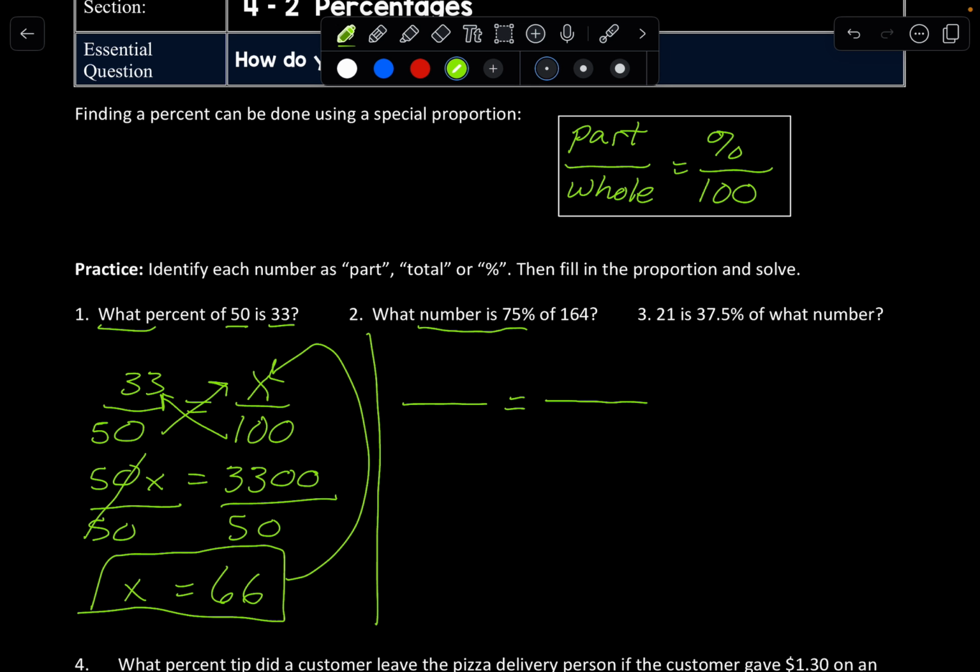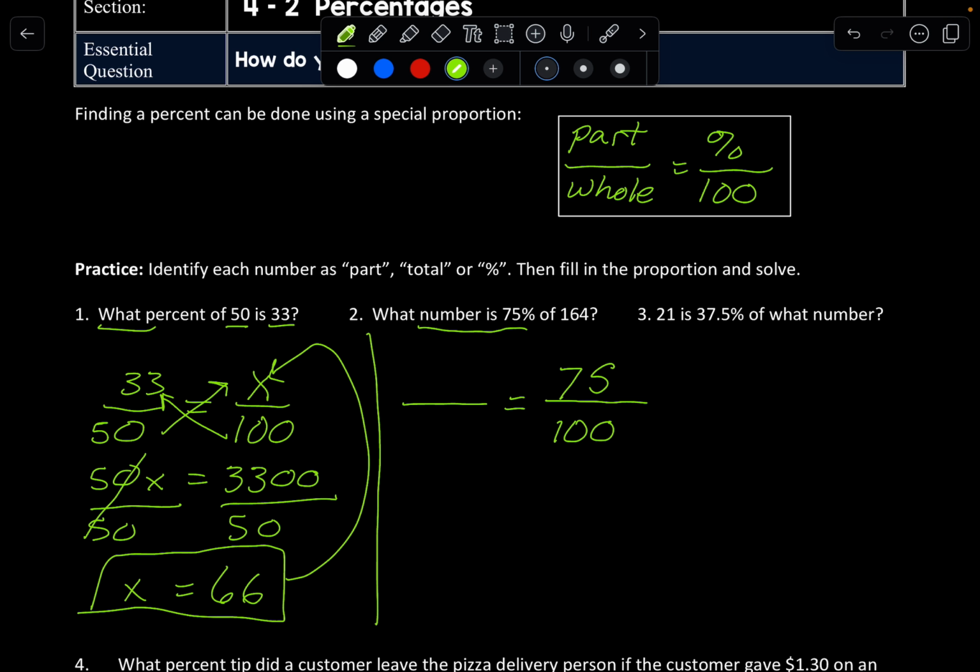75% obviously is the percentage out of 100, and we're looking for that number that corresponds to 75% out of 100. So what we're doing here is we can set up the right side pretty easily. 75% goes on the top out of 100%.